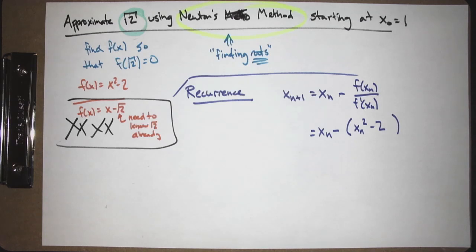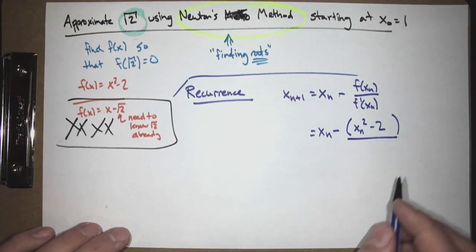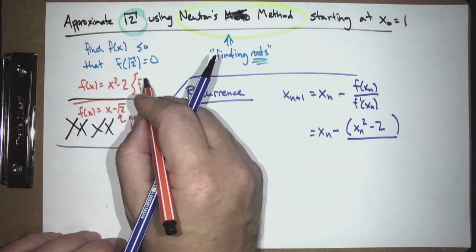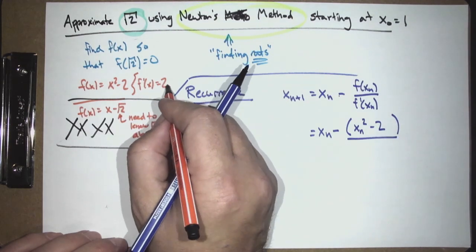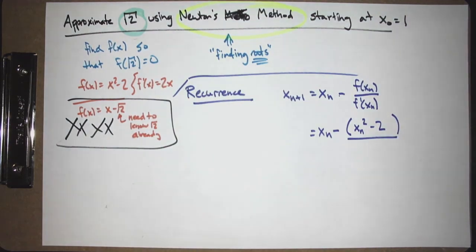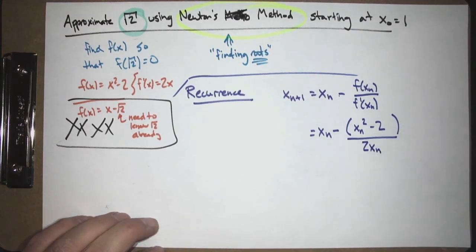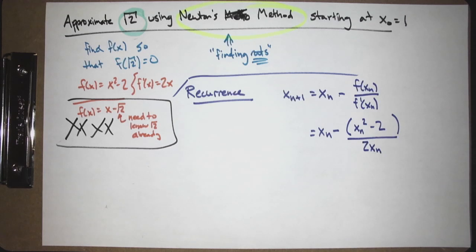What about f prime of xn? We should check. What is f prime of x? 2x. So what's f prime of xn? 2xn. Okay, now you can leave this as is. You can also try to simplify it. Do you have a preference? Leave as is, or simplify?